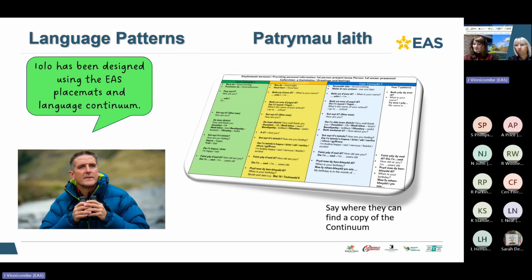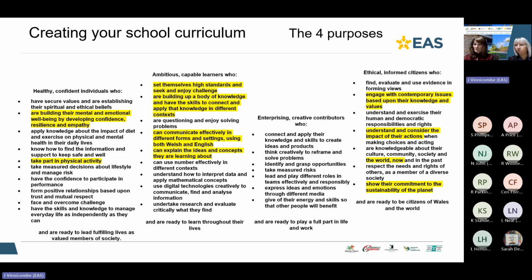Iolo has been designed using the EAS placemat language and language continuum. A copy of the language continuum can be found in the file section of the team space. Iolo Williams has also been designed in line with the four purposes. We have highlighted all the appropriate elements for you.